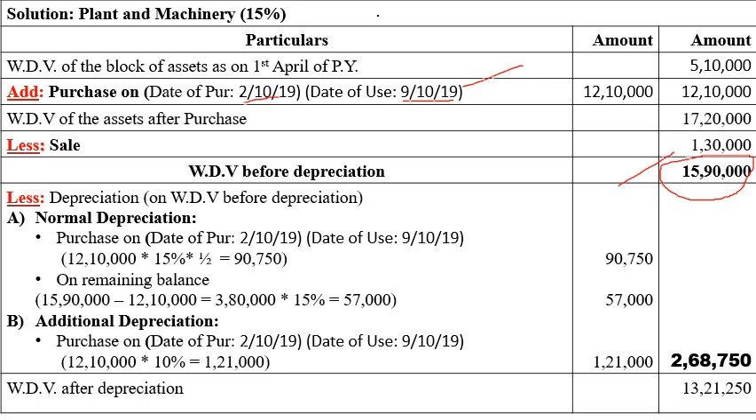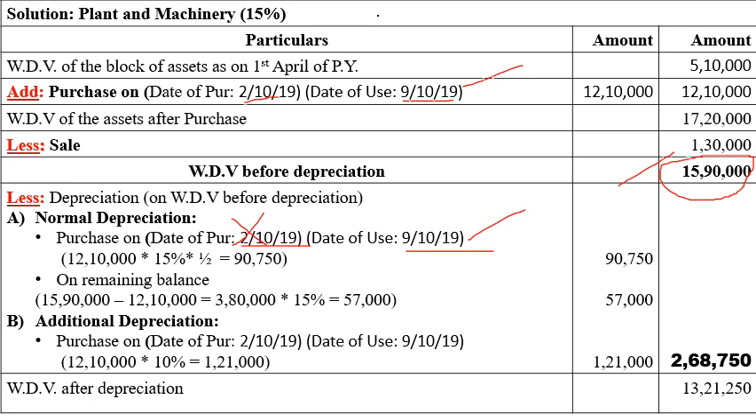First, we have to calculate the asset which was purchased in the previous year. So only one asset purchased in the previous year, that is in the month of October, 2nd October 2019, used from 9th October 2019. So we have to consider the date of use. Date of purchase is not required. We have to take into consideration only the date of use. So number of days starts from 9th October till 31st March.